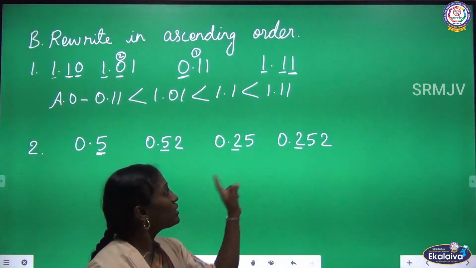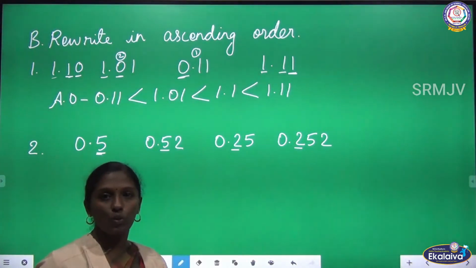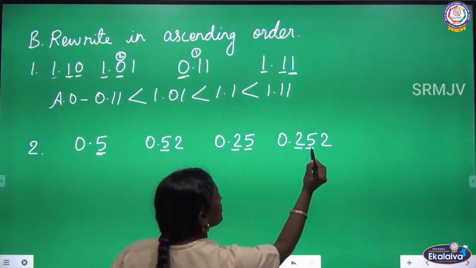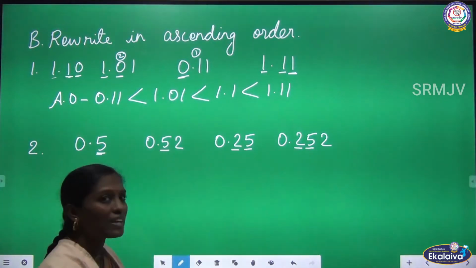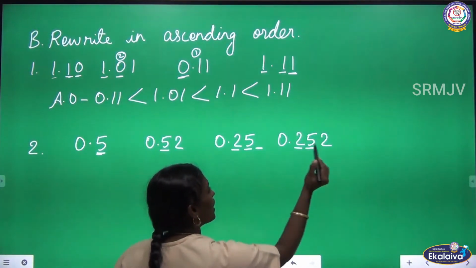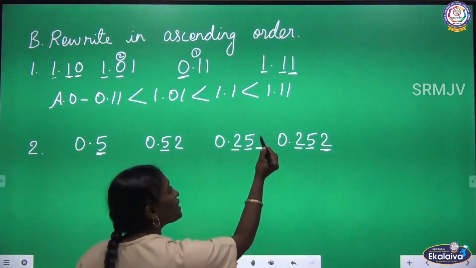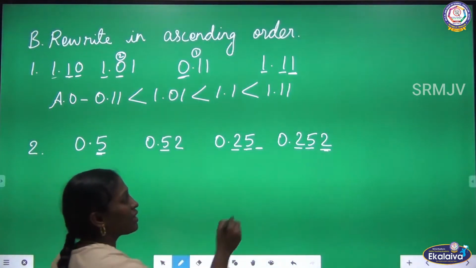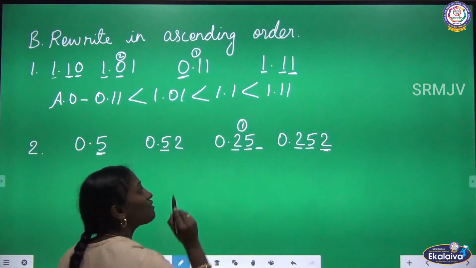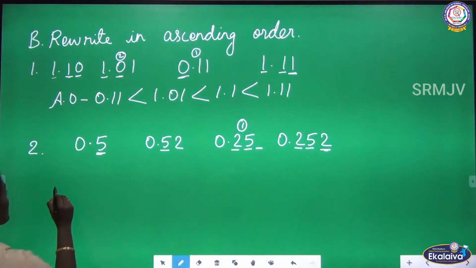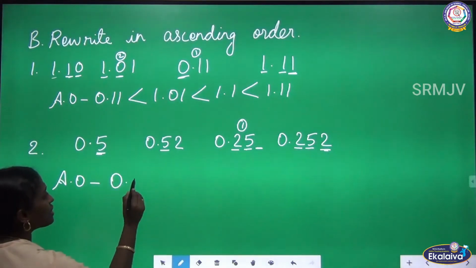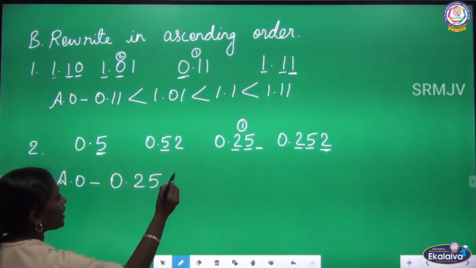But in two decimal numbers, we are having 2 in the first decimal place. So we have to check the next decimal place. Here 5, 5, same. So what next? We have to check the third one. Here there is no number, which means 0 is there. Here 2. So which is smaller? 0.25 is the smaller. So in ascending order, the first smaller decimal number is 0.25.